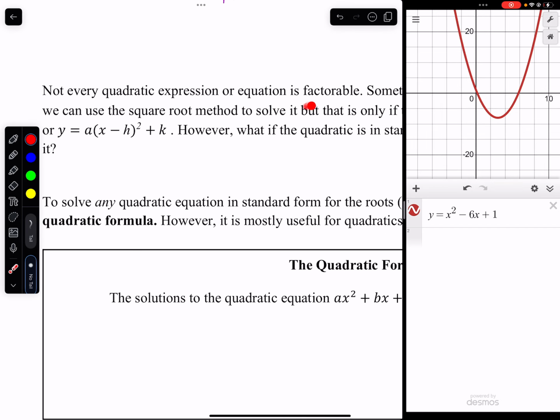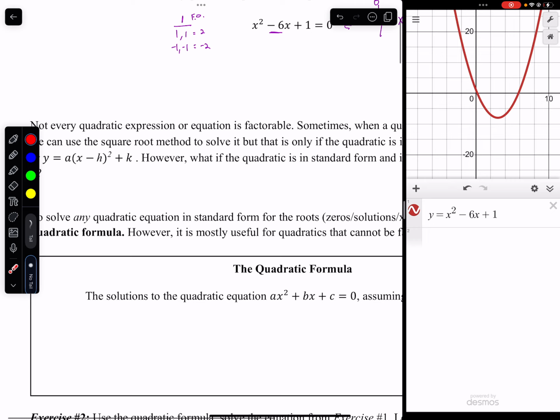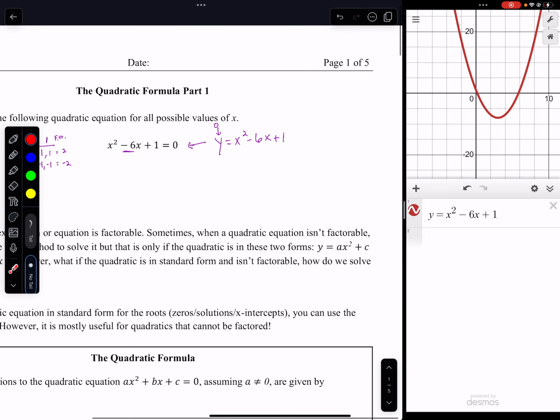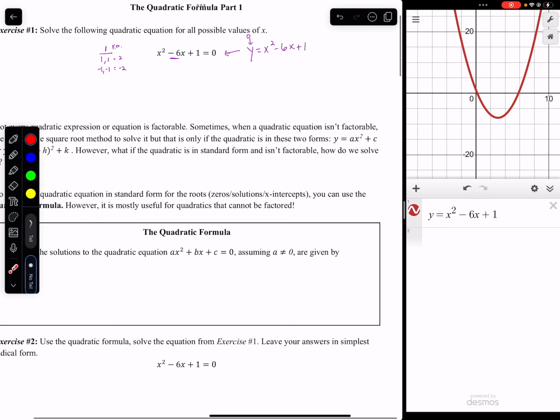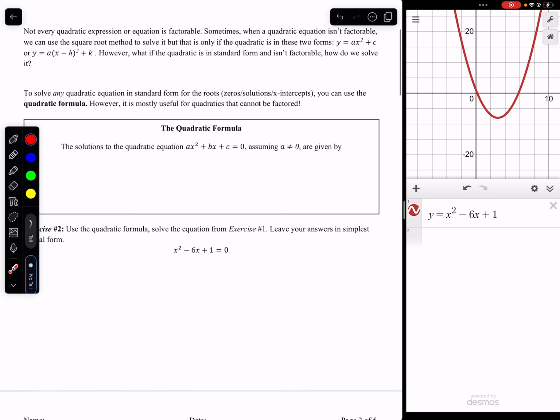Not every quadratic is factorable, okay? Sometimes when it isn't factorable, we can use a square root method to solve it, but that's only if it's in this form. So we're not worried about that. We're worried about standard form right now. So if it's not factorable, there are clearly still solutions, because if we look at the graph to our right, we see that there are x-intercepts. So sometimes factoring doesn't work, and then how do we solve a quadratic in that occasion?